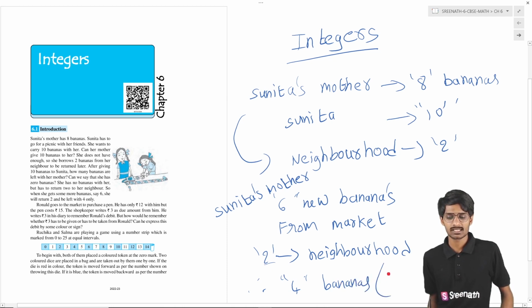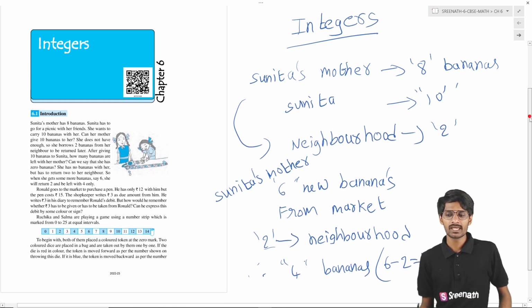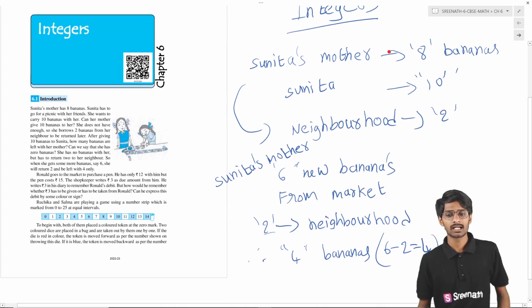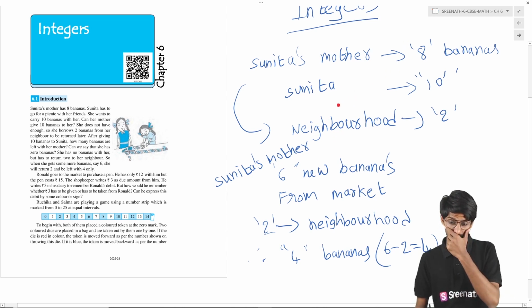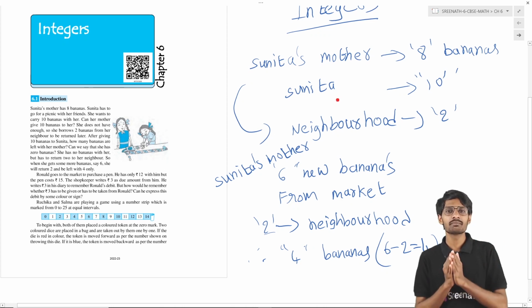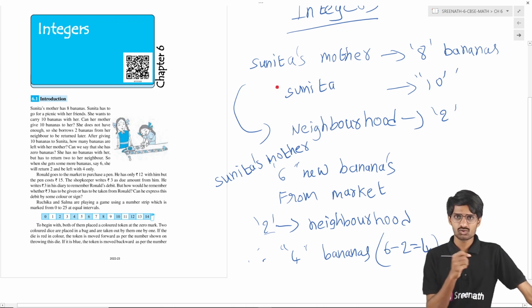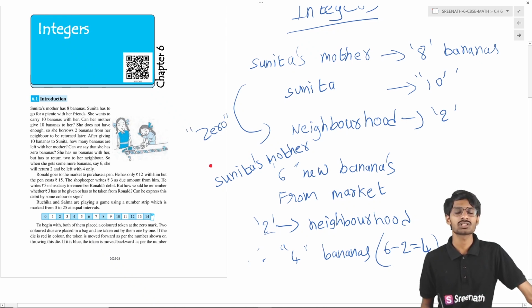How does 4 bananas come? 6 minus 2 is equal to 4. Okay, students. Basically, after Sunita's mother has borrowed 2 bananas from her neighbor and has given them to Sunita, how many bananas are there in Sunita's mother's house? Can you say there are 0 bananas? 0 bananas. So this is not the answer.